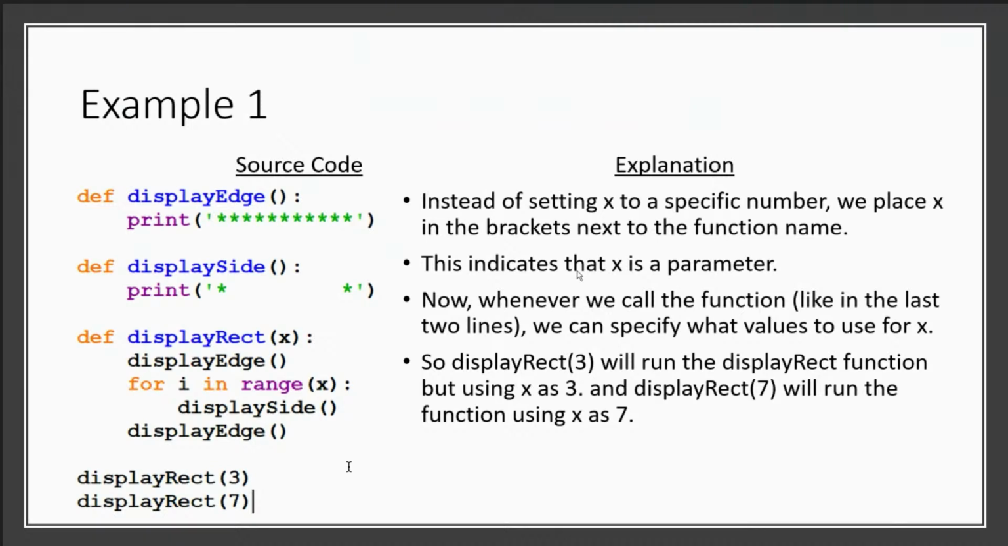So when I'm calling this function, I could make x equal to 3. Then I could call the function again to make x equal to 7. This will create a small box and a bigger box: a rectangle with 3 sides, and then a rectangle with 7 sides. Everybody okay so far? Yes. So let's take a look at what our output will look like.